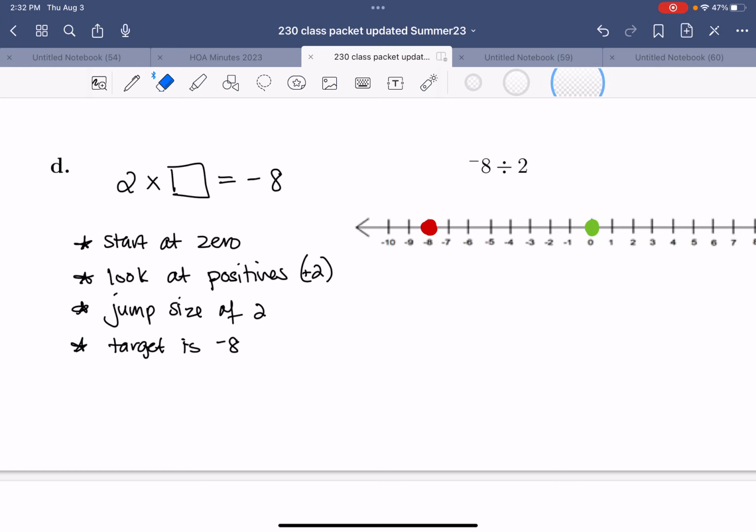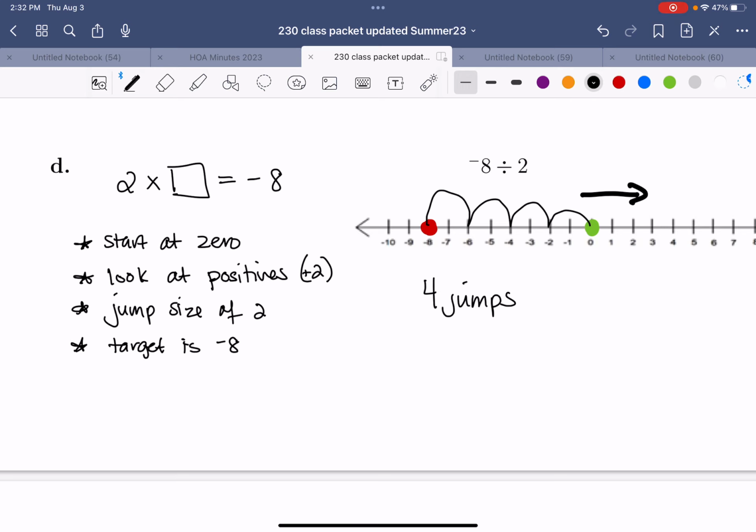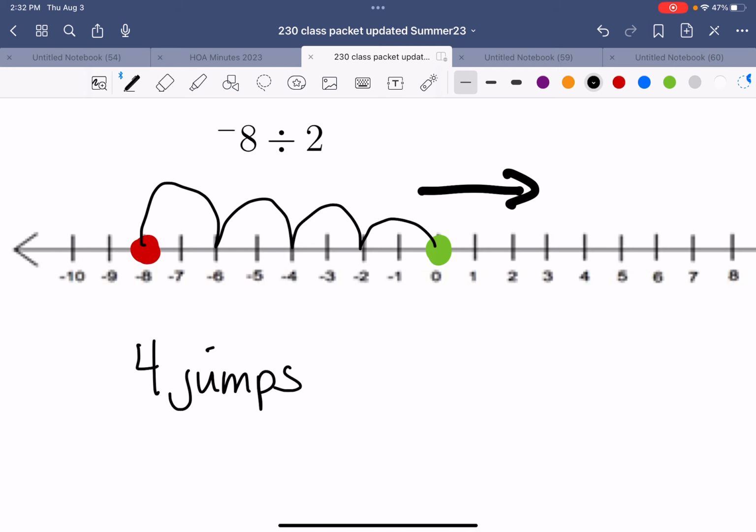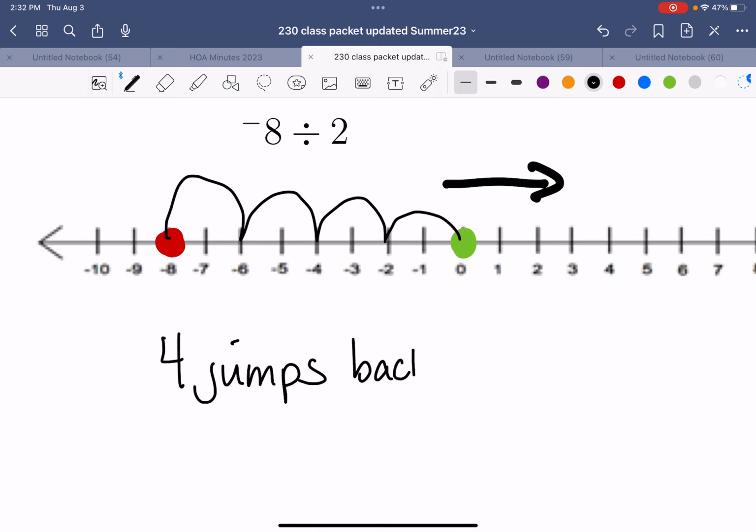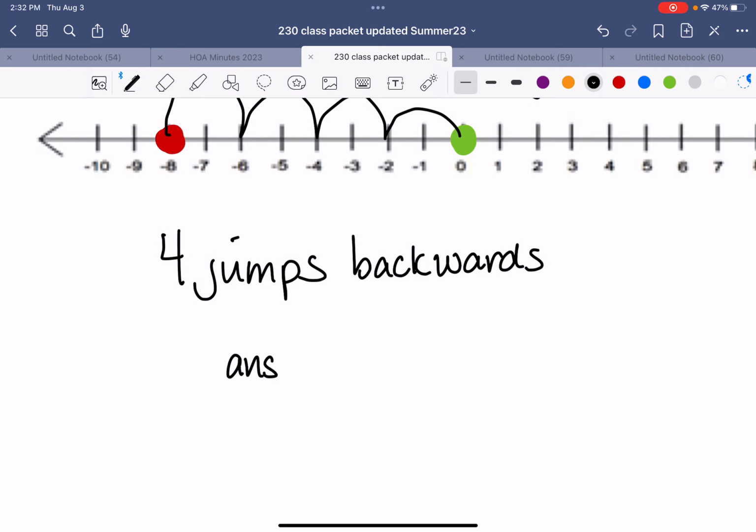And then my arrow, I'm looking at the positive, so my arrow goes this way. And then my jump is of size 2. So I'm going to go from green to red in jumps of size 2. So 1, 2, 3, 4. I went 4 jumps. This time my arrow is going towards positives and I went towards the negatives. So that's backwards, away from my arrow. And that means that my answer here is -4 because we went backwards 4 jumps.